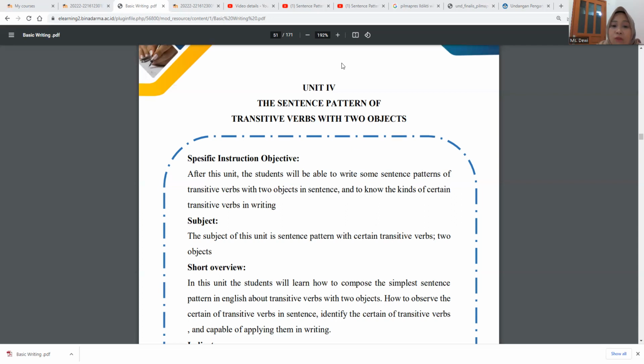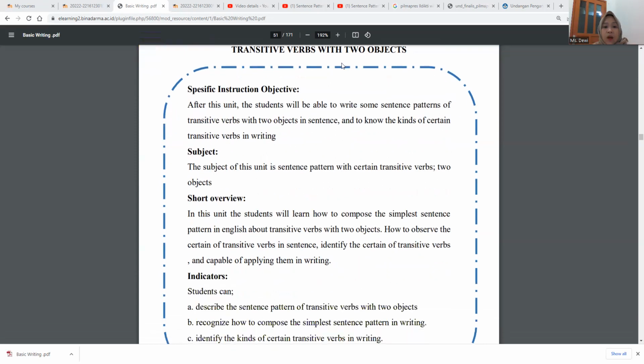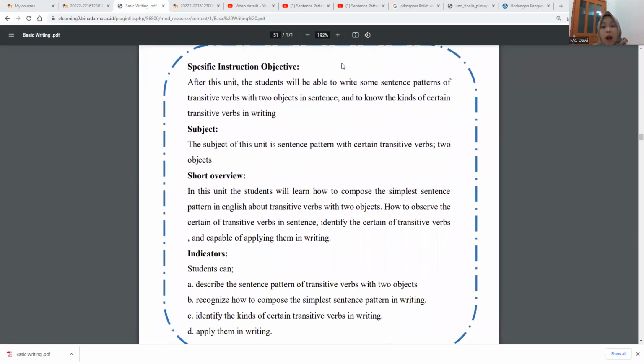Our objective of this unit is that you are able to write some sentence patterns of transitive verbs with two objects and to know the kinds of certain transitive verbs in writing. I'll explain to you more what a transitive verb is later. The subject is sentence patterns with transitive verbs, so there are two objects in the sentence itself. You students will learn how to compose the simplest sentence pattern in English about transitive verbs with two objects.